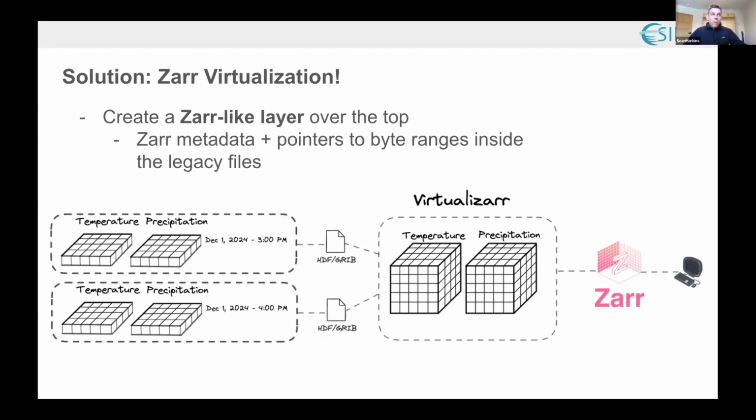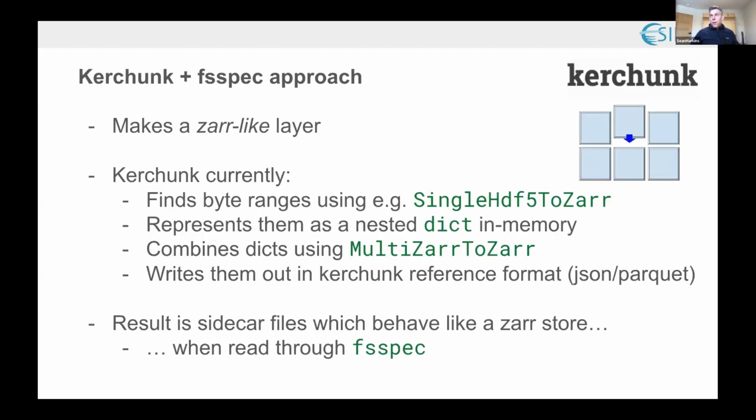We can use Zarr virtualization. We want to create a Zarr-like layer over the top of these legacy files, and use Zarr metadata and pointers to the byte ranges inside these legacy files. I'm guessing that given the audience here, a lot of folks are already familiar with Kerchunk. Our colleague Martin Durant at Anaconda was the one that really pioneered this concept and this approach.